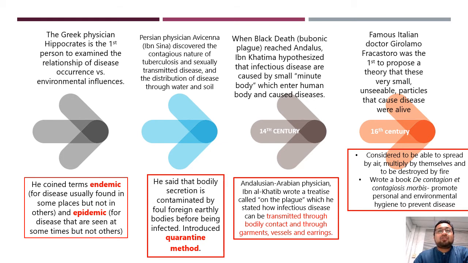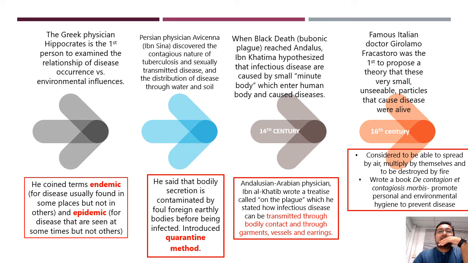Okay, in the 14th century when the Black Death bubonic plague reached Andalus, Ibn Khatimah hypothesized that infectious disease is caused by small minute bodies which enter the human body and cause disease. Okay, so daripada ni, start daripada 14th century ni, dia mula menemui that what causes the disease is this minute body.